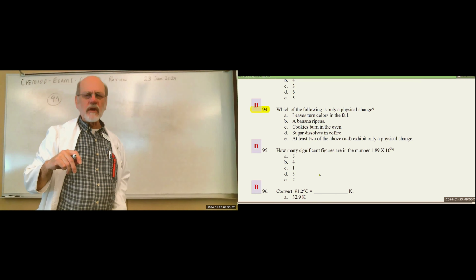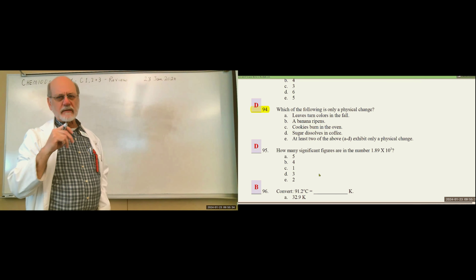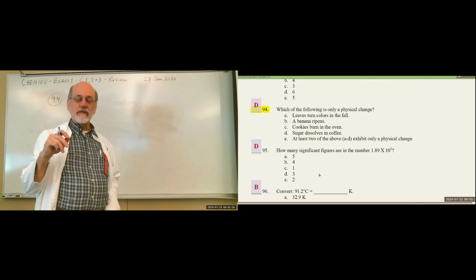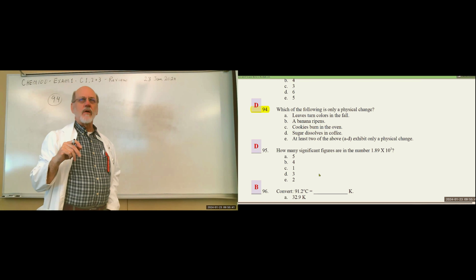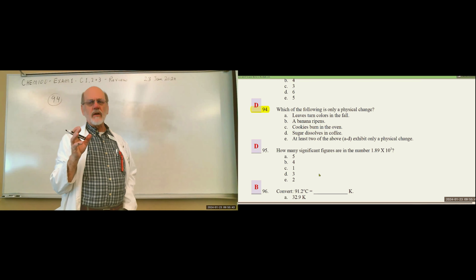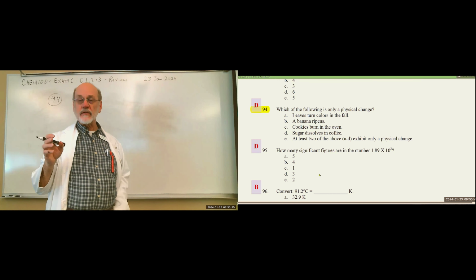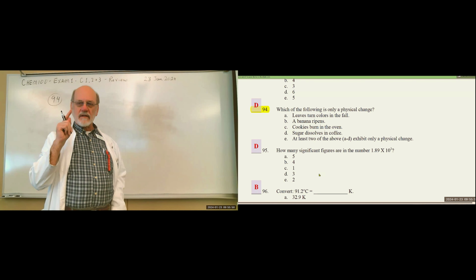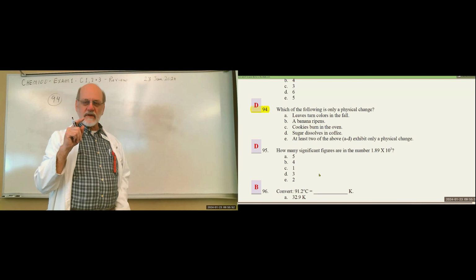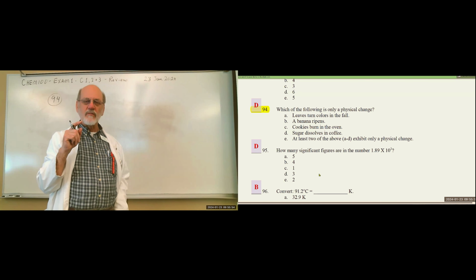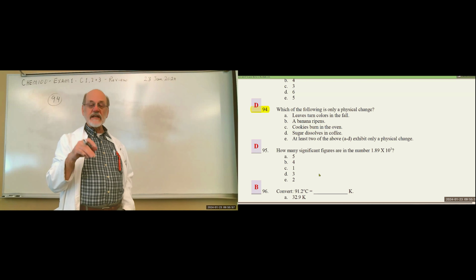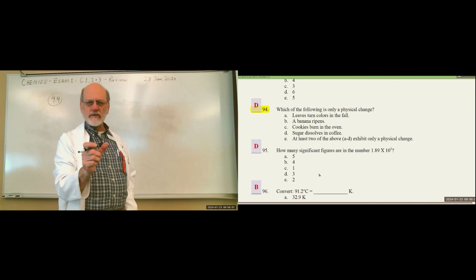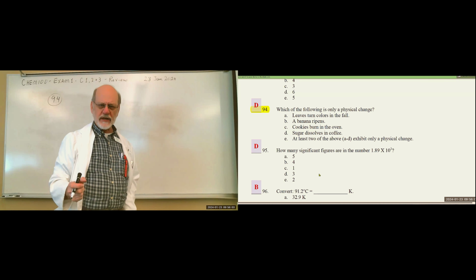Which of the following is only a physical change? All right. A, leaves turn color in the fall. Well, the color speaks to a physical property, but the process that gives you the colors is chemical, right? So that's why the key word there is only a physical change.